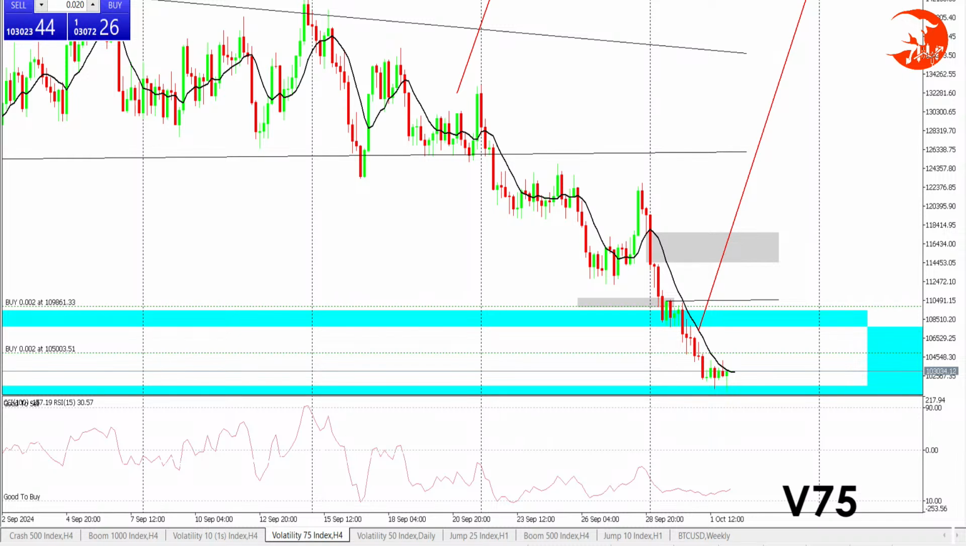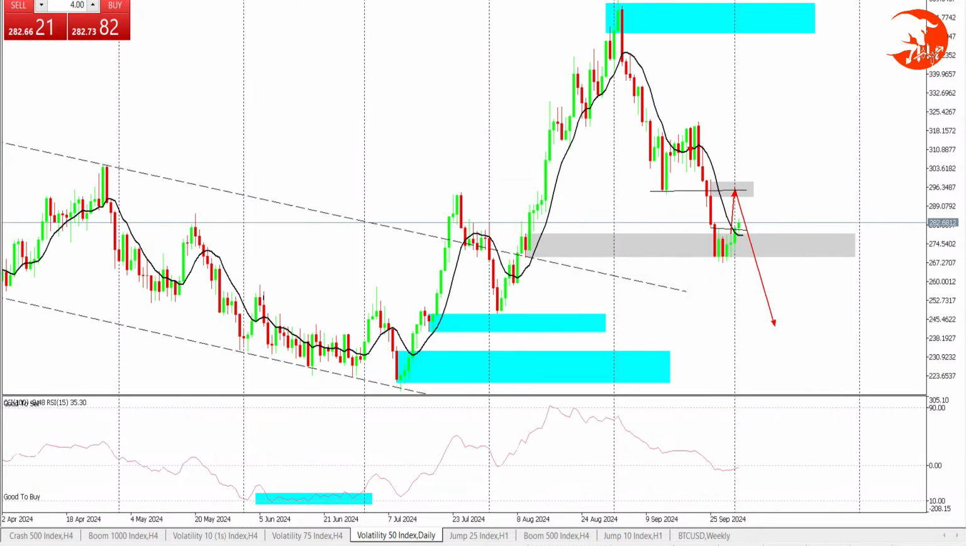All right, so now I would want to go to another asset, and this will be volatility 50. V50.